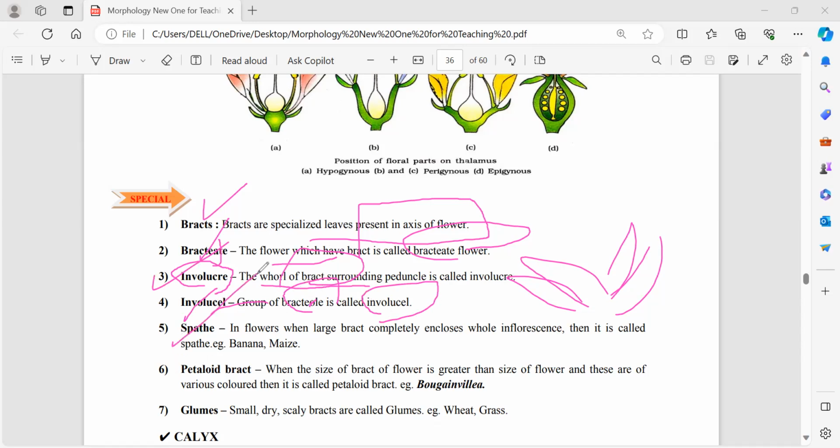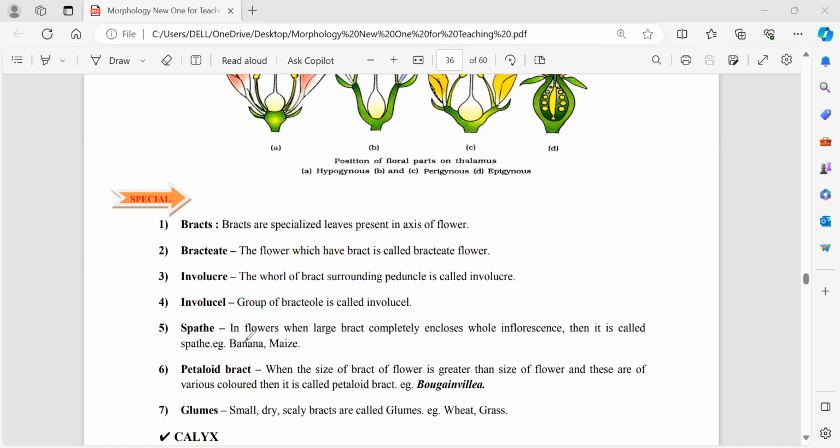Now spathe. In inflorescences we came across spathe. What is spathe? In some flowers, a large bract completely encloses the whole inflorescence. When this one big bract encloses the whole inflorescence and becomes showy, that is, it looks like a petal, it becomes colored. So this type of bract is called spathe. For example, we have this bract in banana and in maize.